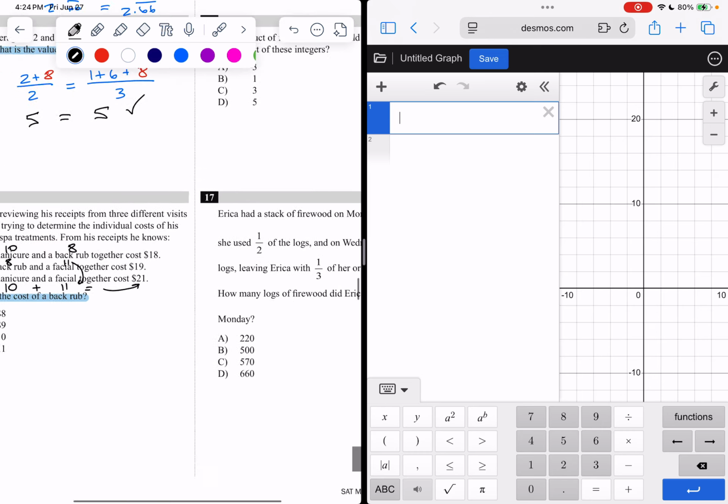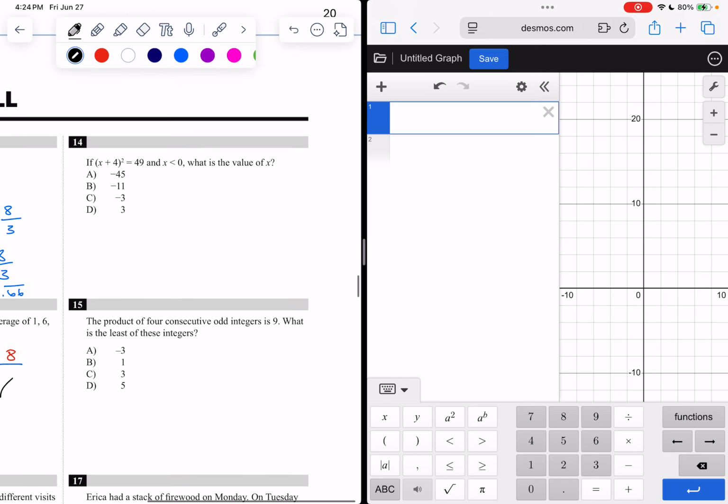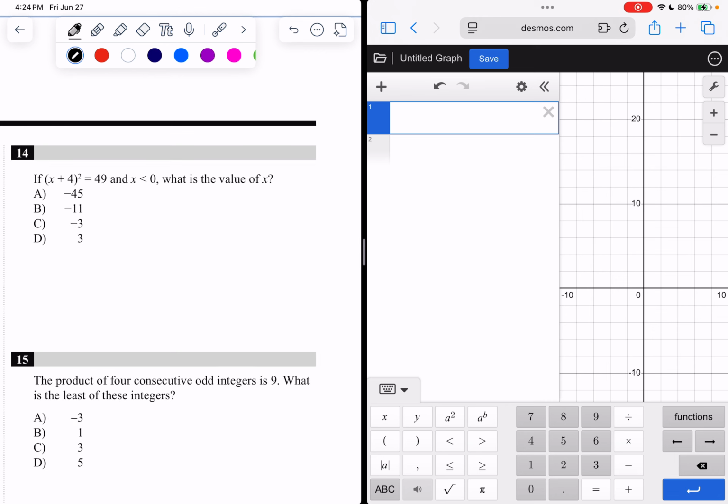All right, let's look at another one. Number 14 says, if x plus 4 squared equals 49 and x is less than 0 or negative, what is the value of x?